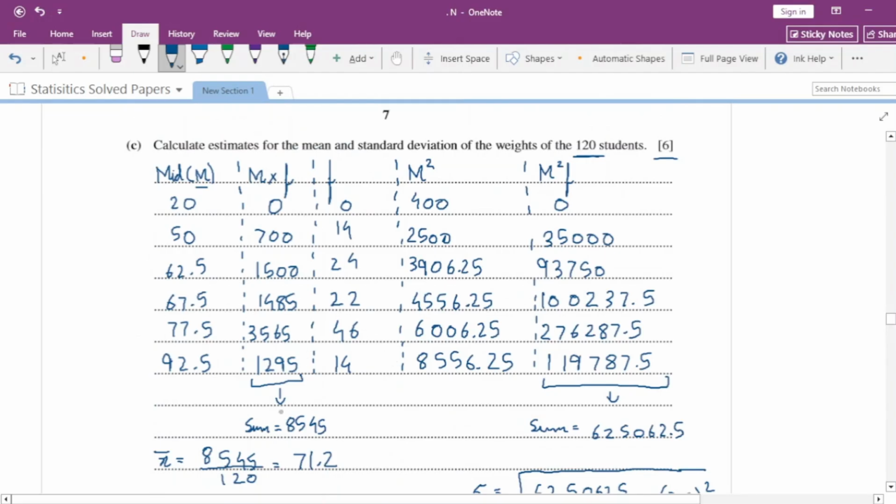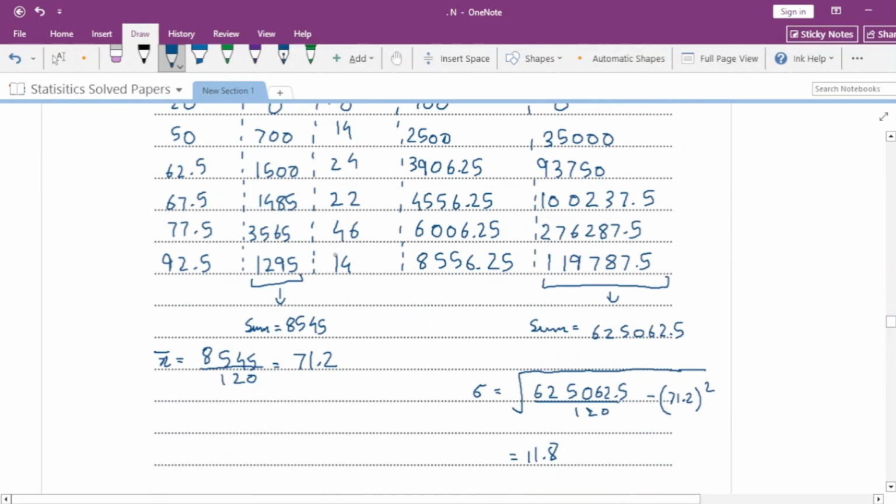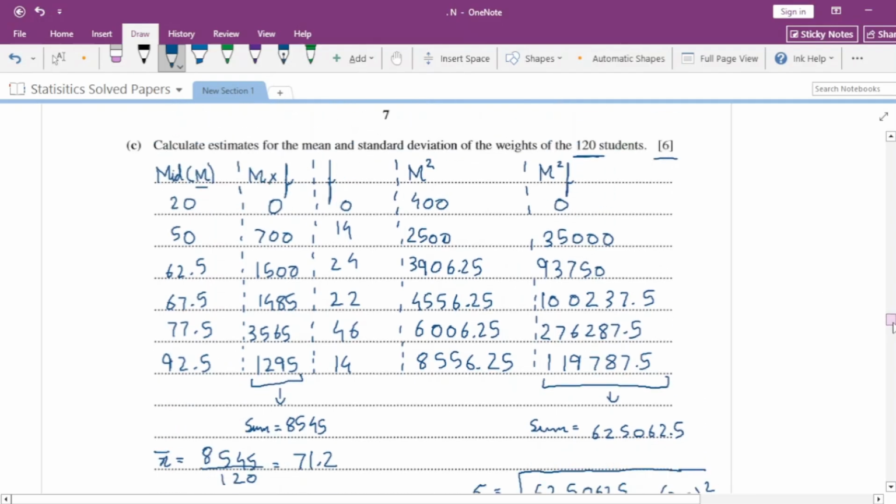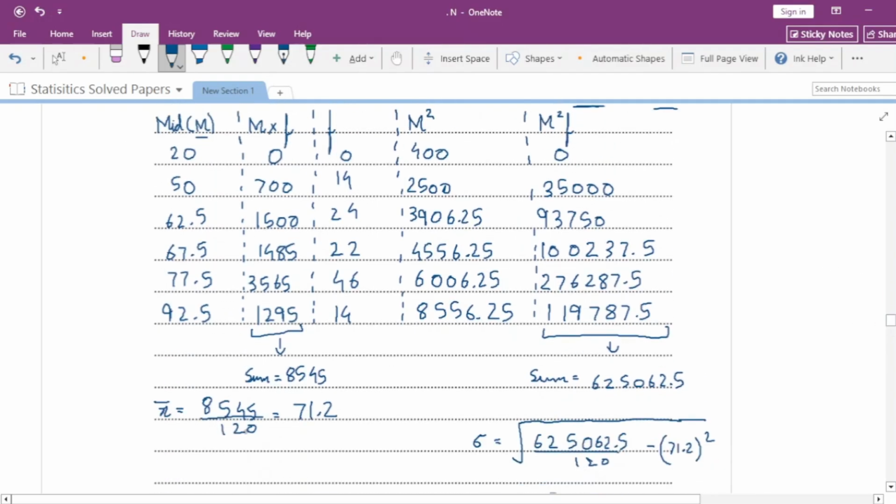All right, sum of all of these would be 8545, and from there you can find the mean, which will be the sum of all of the midpoints times the frequency values over the sum of the frequency, and that would give us 71.2.